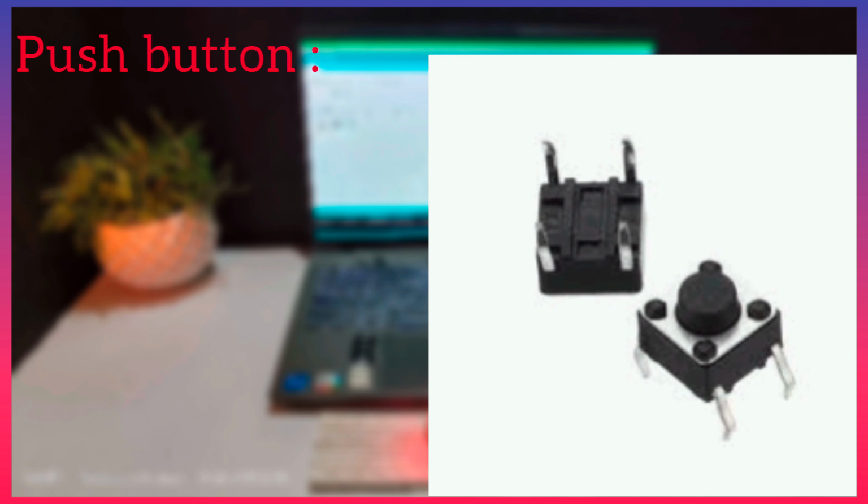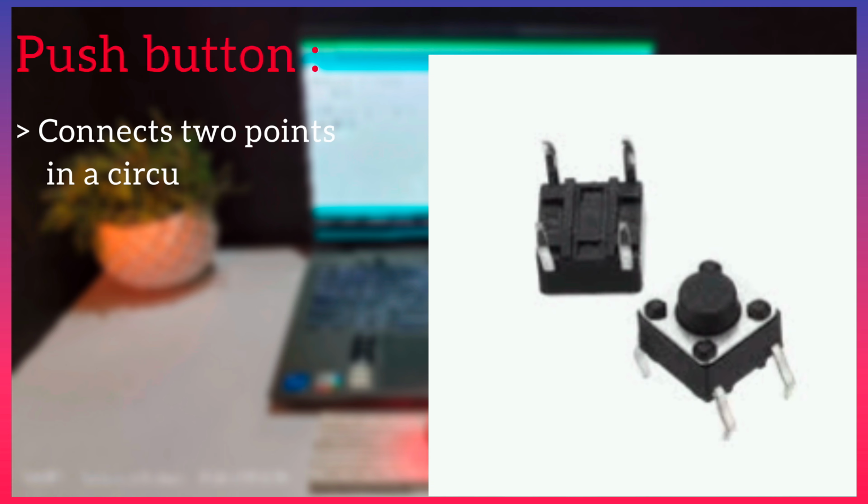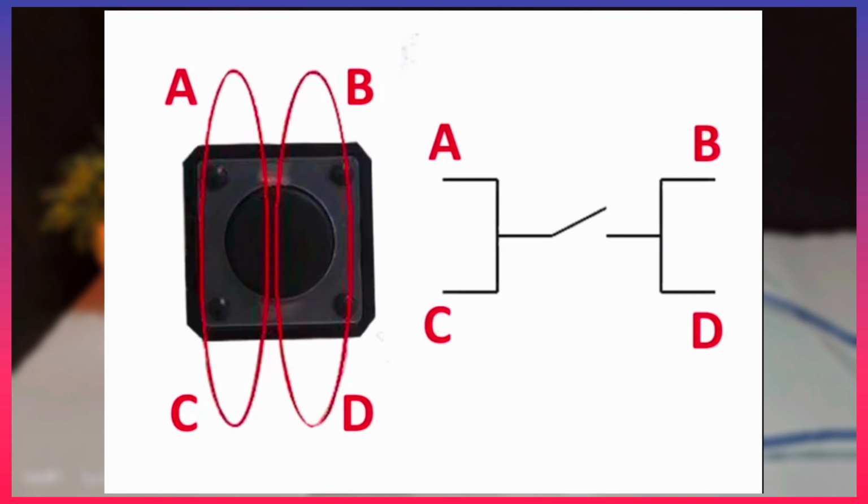The push button. A push button is a simple switch mechanism that connects 2 points in a circuit when pressed. Push button usually comes with 4 legs. Irrespective of the position of the switch, legs A and C are always connected. Similarly, legs B and D are always connected. When the switch is pressed, all the 4 legs are connected to each other.